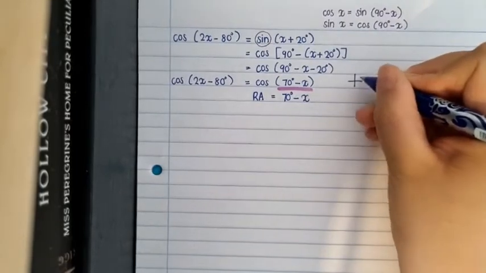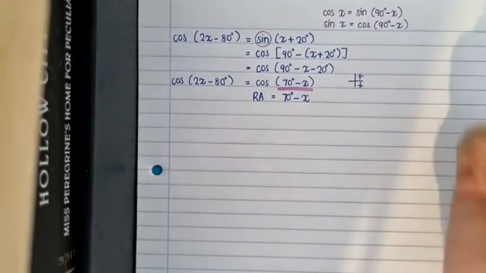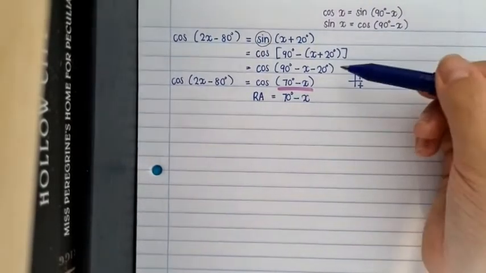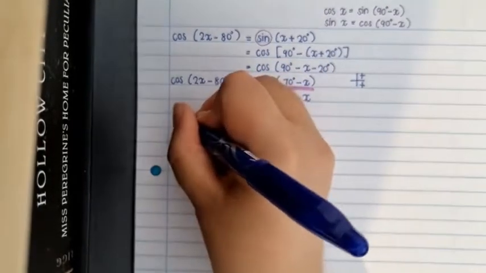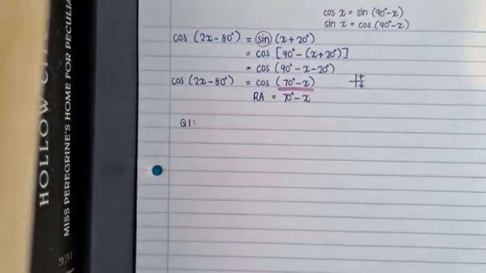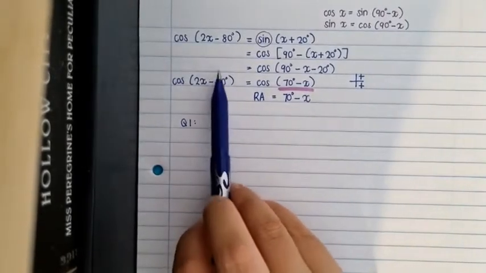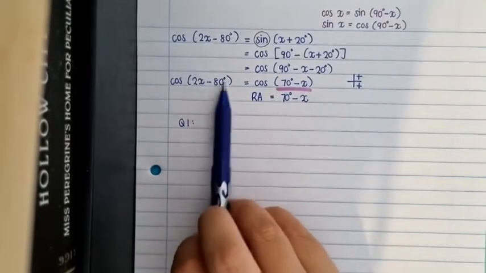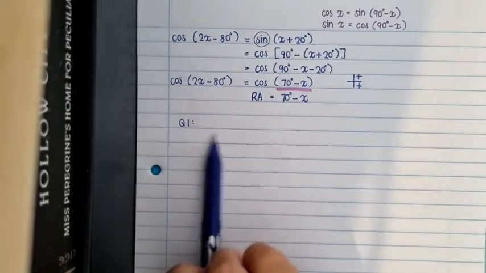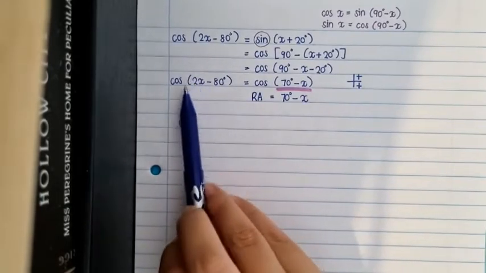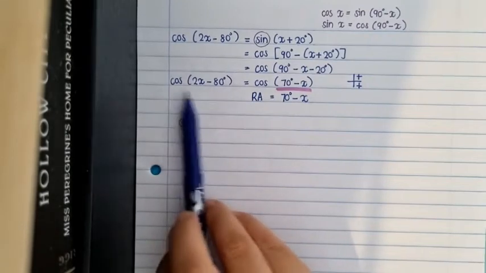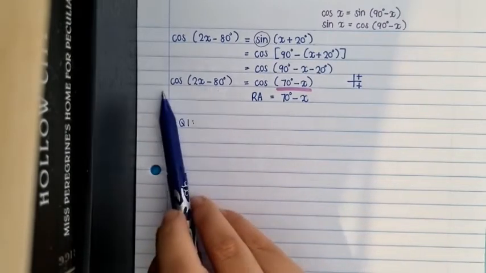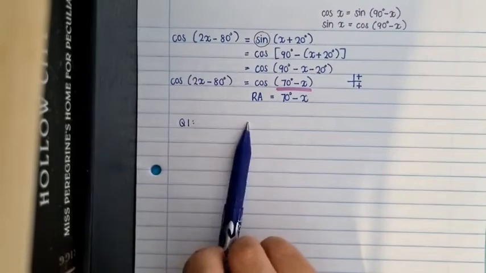All right, so our quadrant 1 solution. Now, guys, you always start your quadrant 1. Yes, well done, 4 and 1. You always start your quadrant solutions by writing the angle that you have on the left. In the previous question, it was easy. It was just sine of x and tan of x, so we just wrote x. Now it's a more complex angle here. We have a 2x minus 80. So that is what I have to write down.